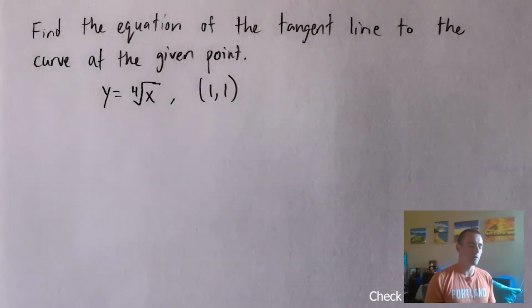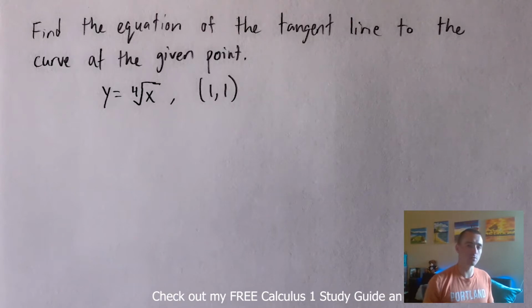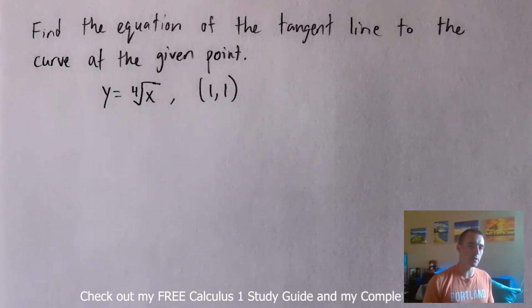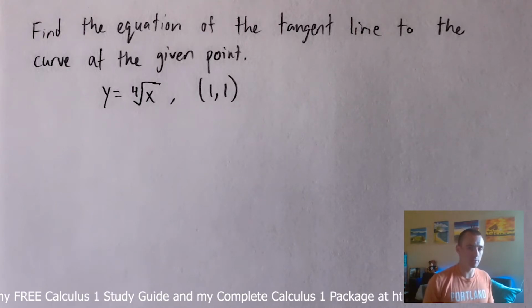So here's the problem we're going to be going over today. We're going to find the equation of the tangent line to the curve at the given point. The curve we're given is y equals the fourth root of x, and the given point is the point 1, 1.